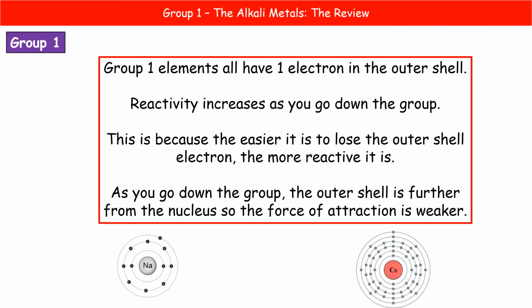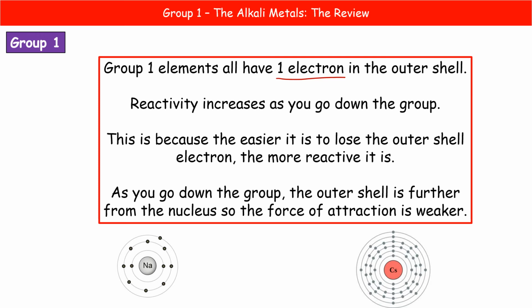The last thing we could be asked to do is to explain this trend in reactivity. And quite simply, this goes back to the number of electrons in the outer shell and how many shells there are. Because we're in group 1, they all have 1 electron in their outer shell. So this means when they react, they're going to lose an electron.